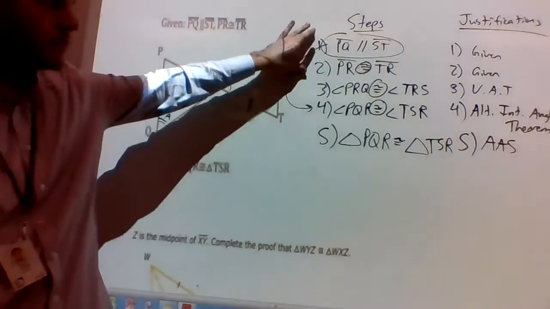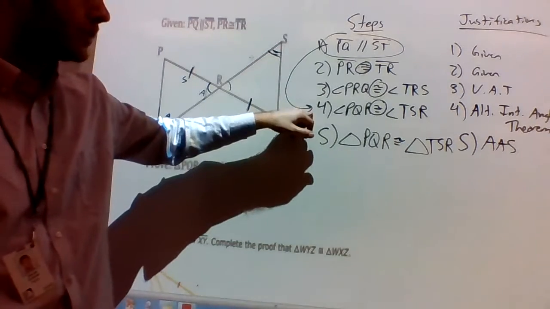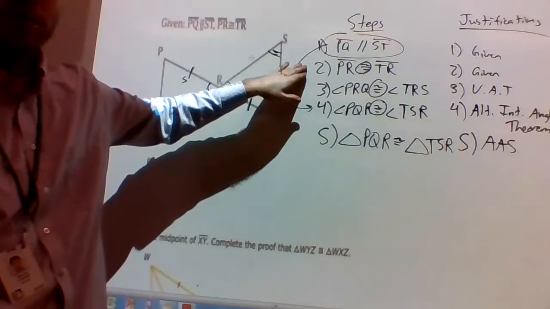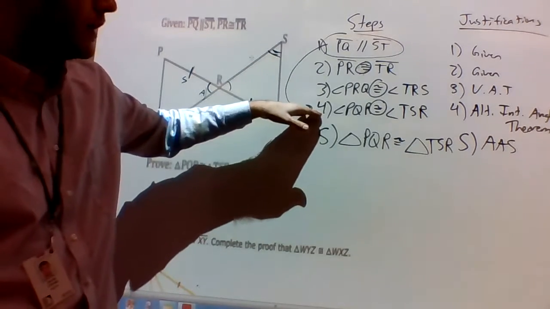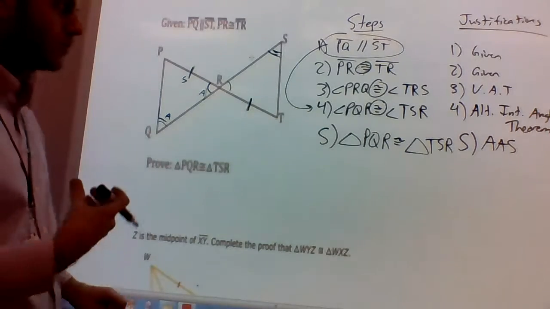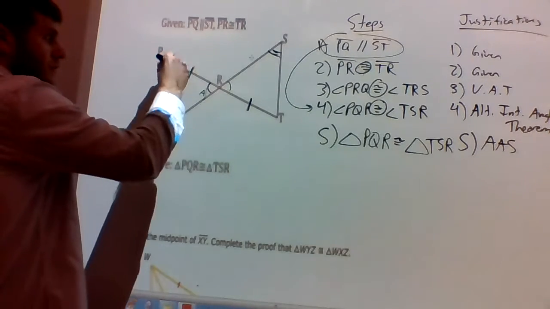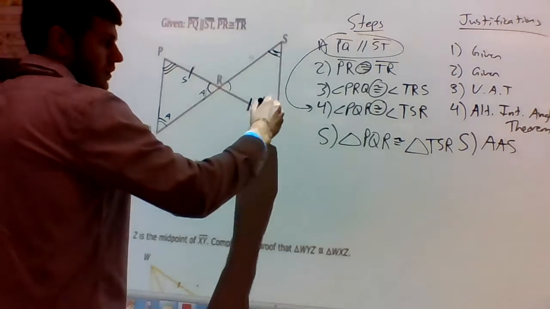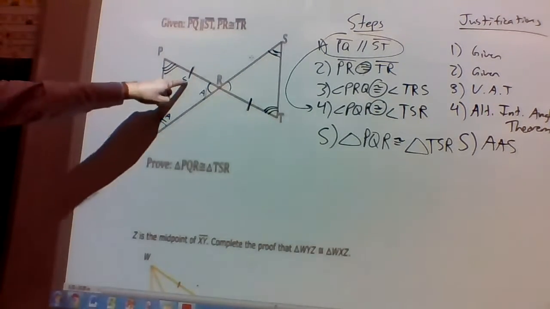So again, write the givens, look for shared sides or vertical angles, use the given. So we're given one of the congruent pieces. We have vertical angles to find the second congruent piece. And the third piece, we are using the given. So you could have also done a couple other things. Instead of doing vertical angles, you could have used our other set of alternate interior angles, and you could have done angle, angle, side.